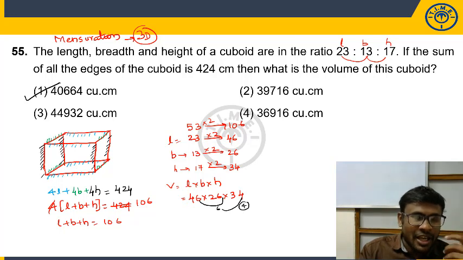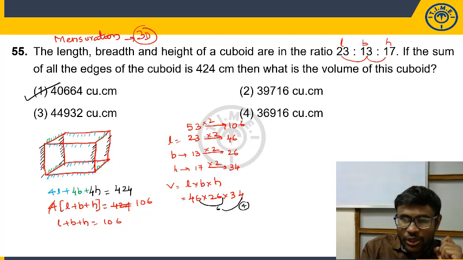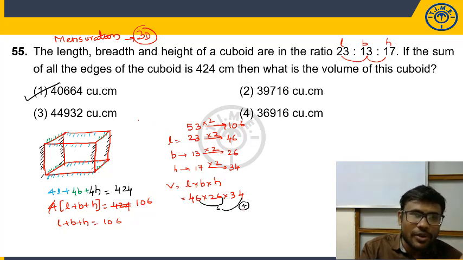I can directly put option number 1 as my answer. Is that clear? I am not doing the complete calculation because I'm just checking with the unit digit. Here 6 into 6, 36, the unit digit is 6. And 6 into 4, 24, the unit digit is 4. So 40664 is your answer. That is option number 1. Hope that is clear. Now let's get into the next question.